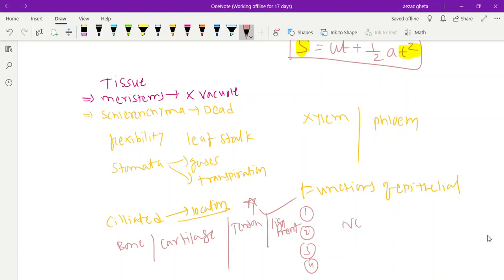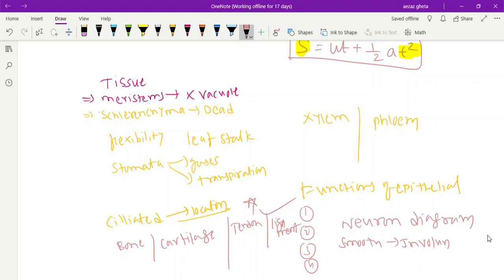Neuron diagram can come. Neuron diagram is very important, and they can ask about muscles like smooth muscles. See, these smooth muscles are involuntary. They are not under our control.